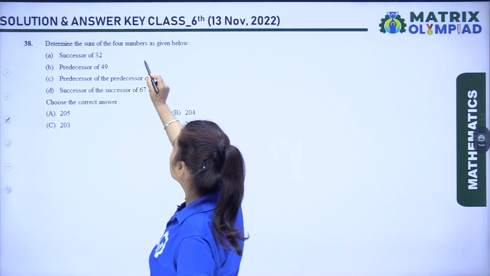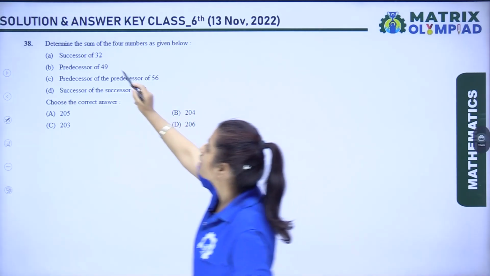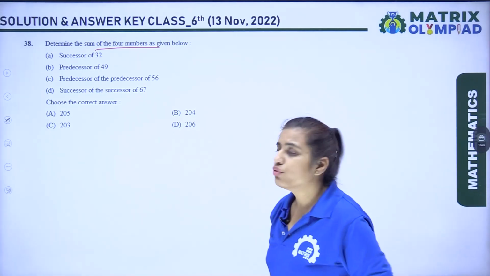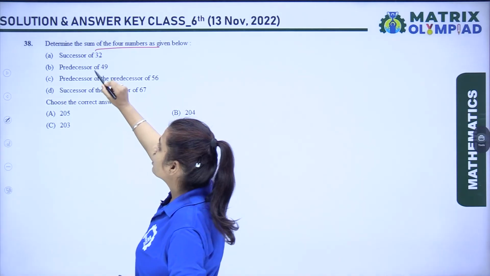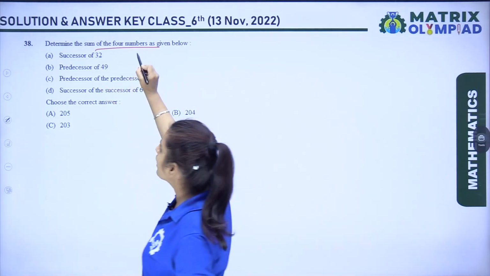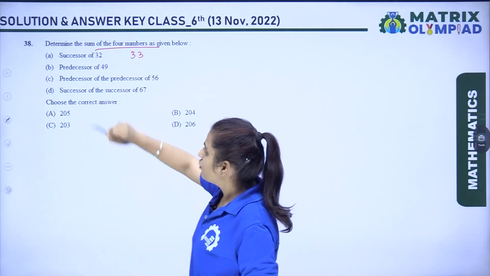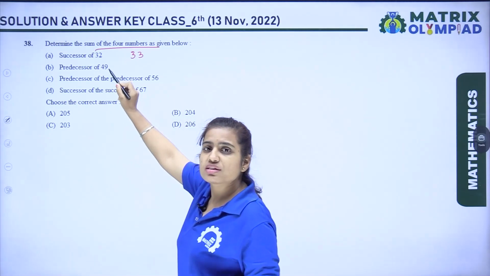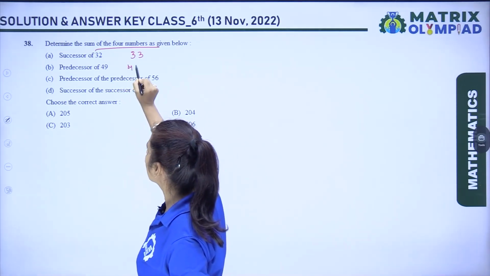Determine the sum of 4 numbers as given below. Now, we have to determine the sum of the 4 numbers. Let's find out the 4 numbers. First is successor of 32. Now, successor of 32 is 33. So, we obtained the first number. Now, second is predecessor of 49. Predecessor means number just before 49, which is 48.